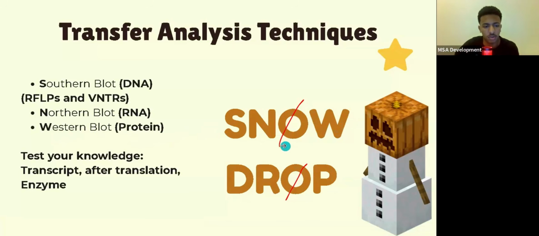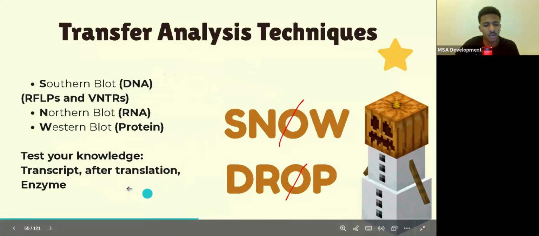Now, let's test your knowledge on this. They're not going to tell you DNA. They're going to be sneaky about it. They're going to say something about, for example, a transcript. First of all, you're going to think of having the DNA, then transcription happens, you then have mRNA. So it's going to be an RNA. The answer should be Northern blot.